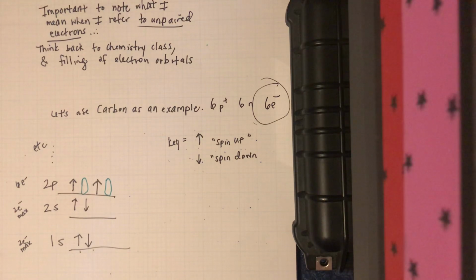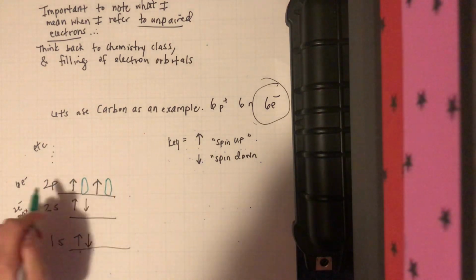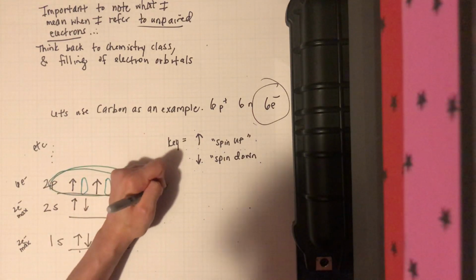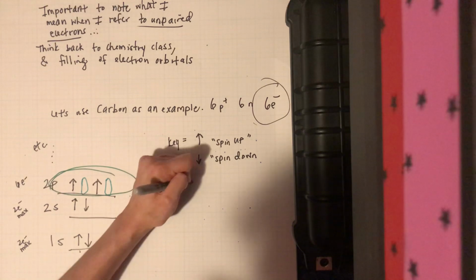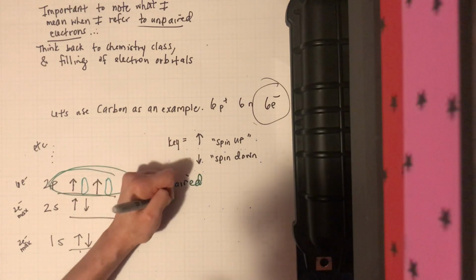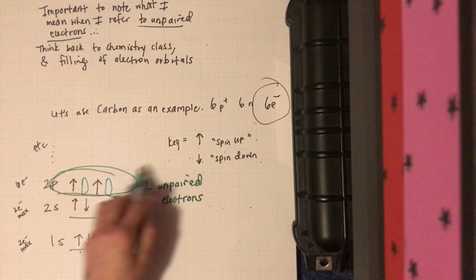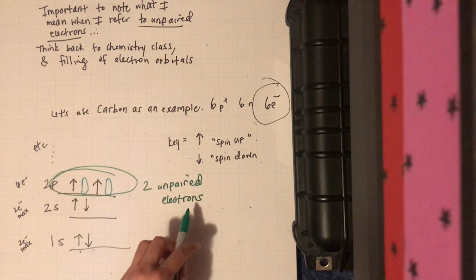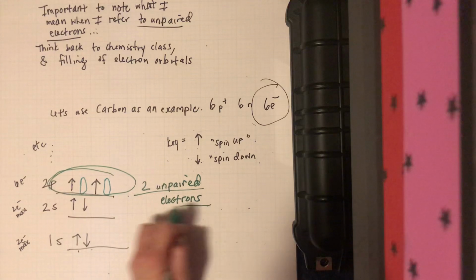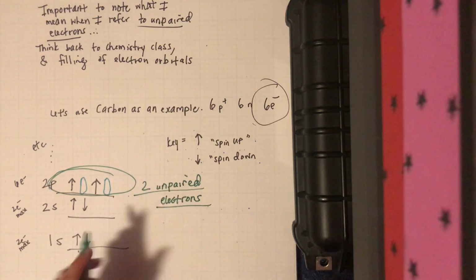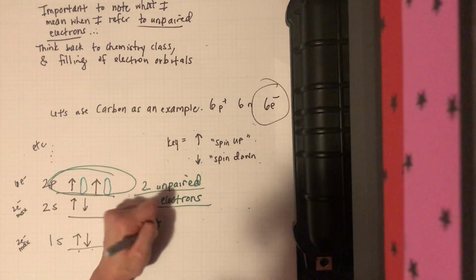But what you'll notice is now what we are left with in this atom is 2 unpaired electrons. And what I want to tell you is the presence of unpaired electrons is what gives an object or a material its magnetic properties. Okay, so let's make a note to ourselves.